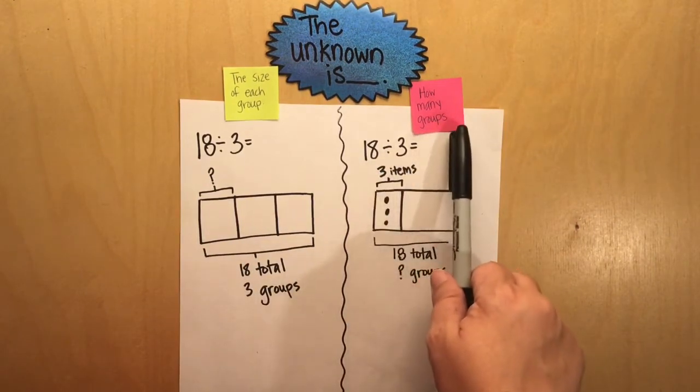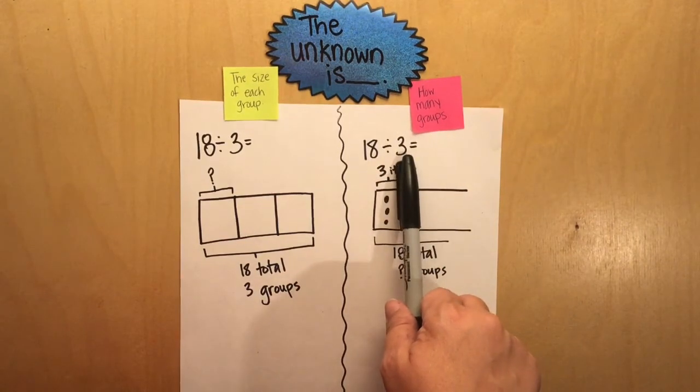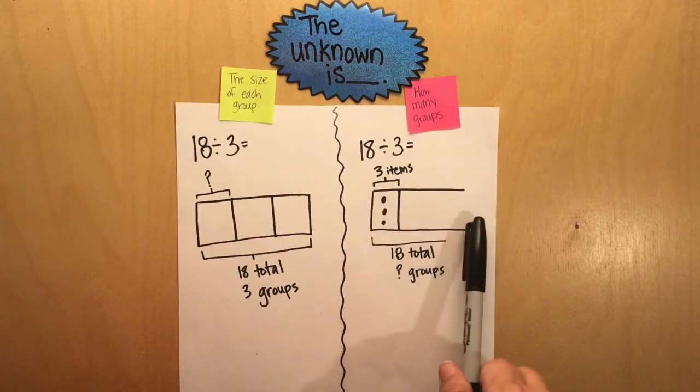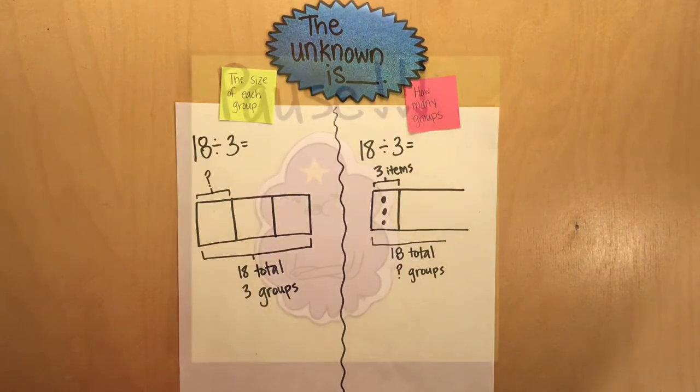On this side, our unknown is how many groups. We start with 18 items. We're going to put 3 items in each group, but we don't know how many groups we're going to be able to make. Please pause, figure that out, and press play when you're done.